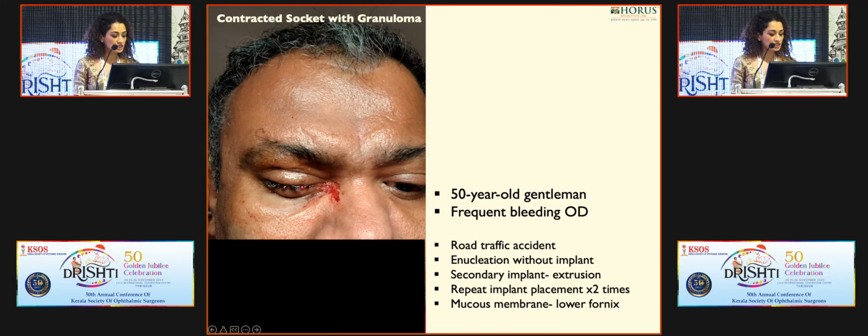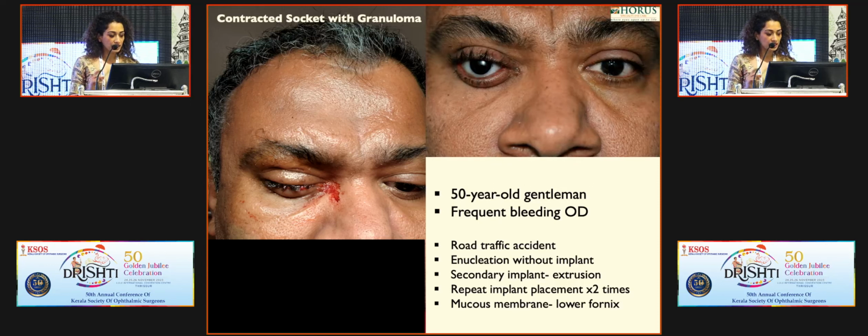All right, now this is a contracted socket patient with granuloma, a long history, 50-year-old gentleman, frequent bleeding, road traffic accident, enucleation without implant, secondary implant extrusion, repeat implant placement twice elsewhere, and then a mucous membrane in the lower fornix. Okay, so when he presented to me, he had this bleeding happening, and this is how his fornix is.